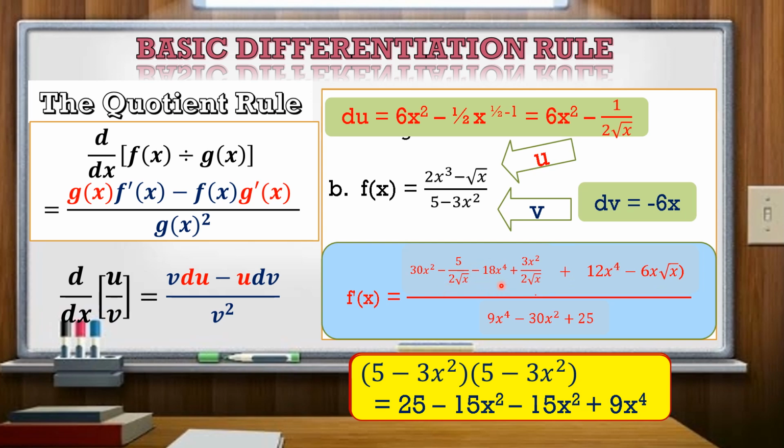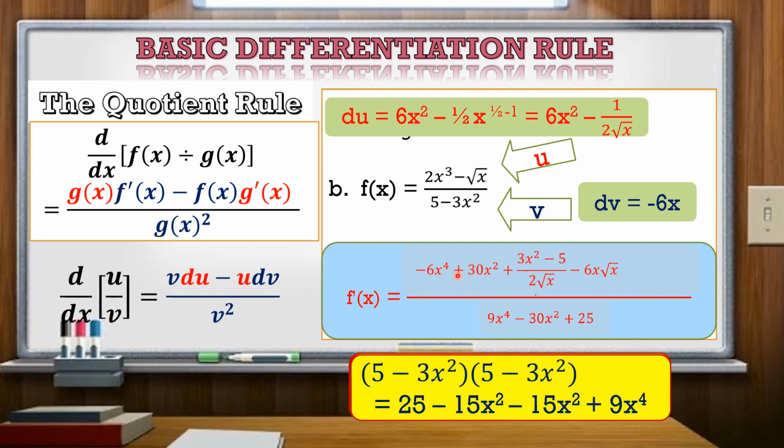And then, maghanap tayo ng pwedeng pagsamahin dito. So, ito, si negative 18x to the 4th power, pwedeng isama kay 12x to the 4th power. And negative 18 plus 12 is negative 6. So, ito, pwede din pagsamahin sila. Since denominator is the same, that is 2 times square root of x, resulting to 3x squared minus 5.